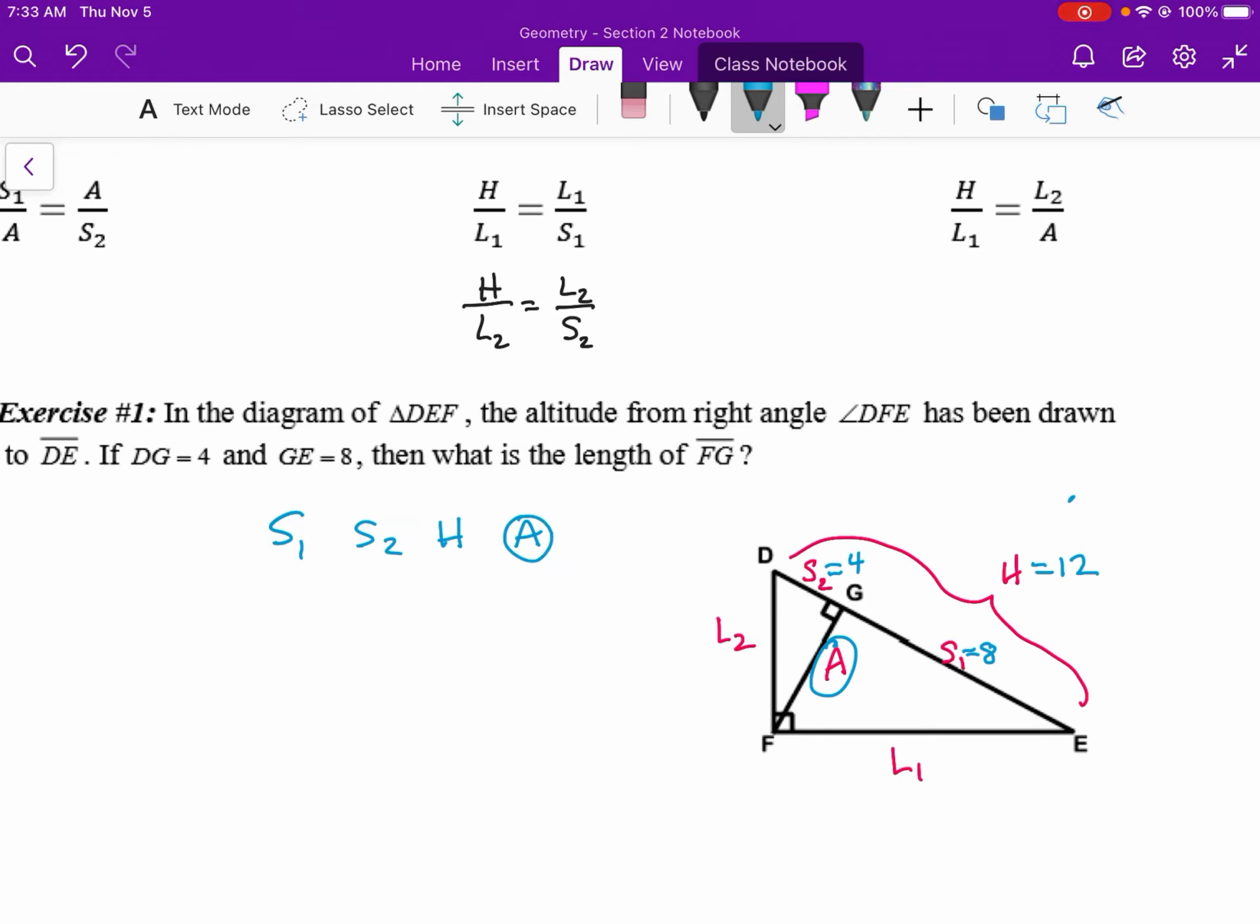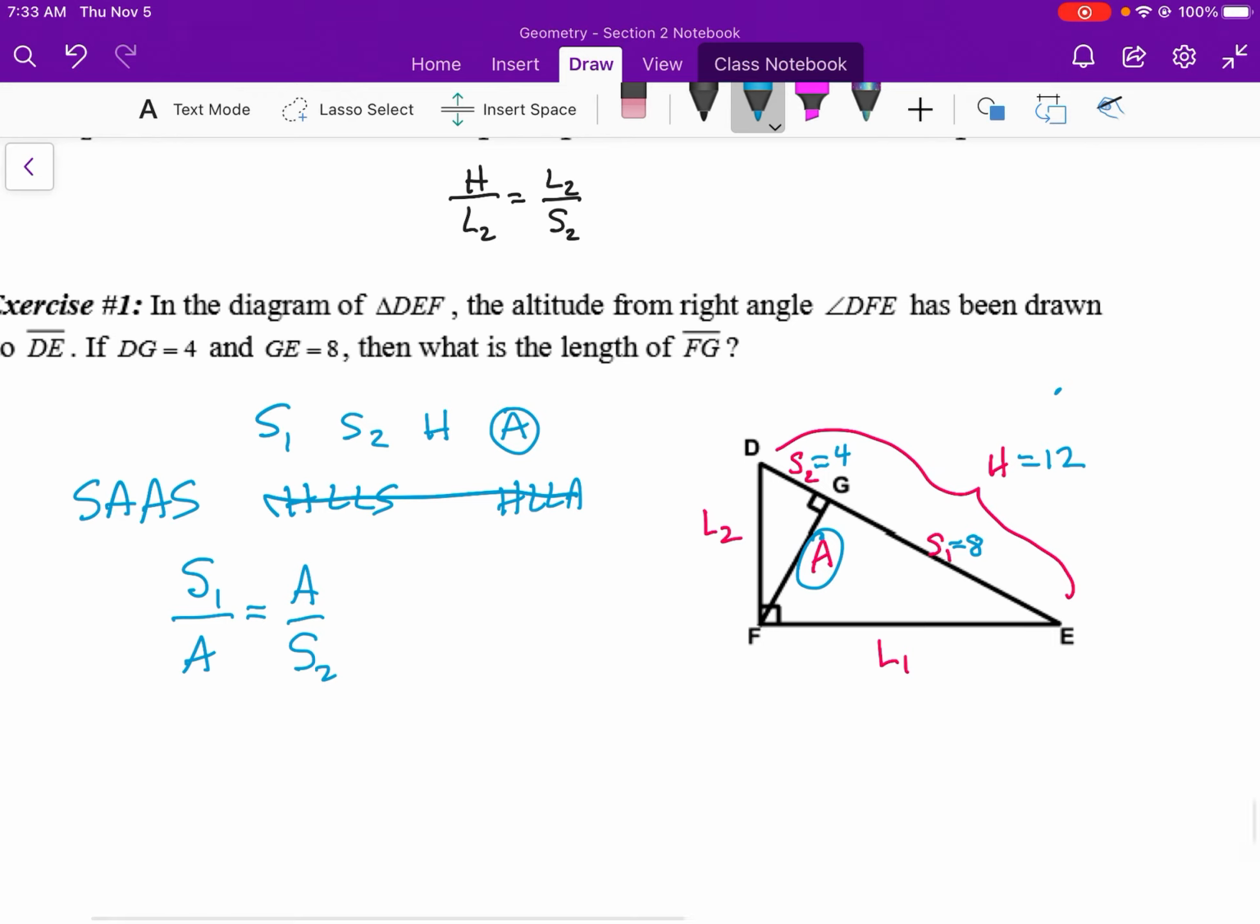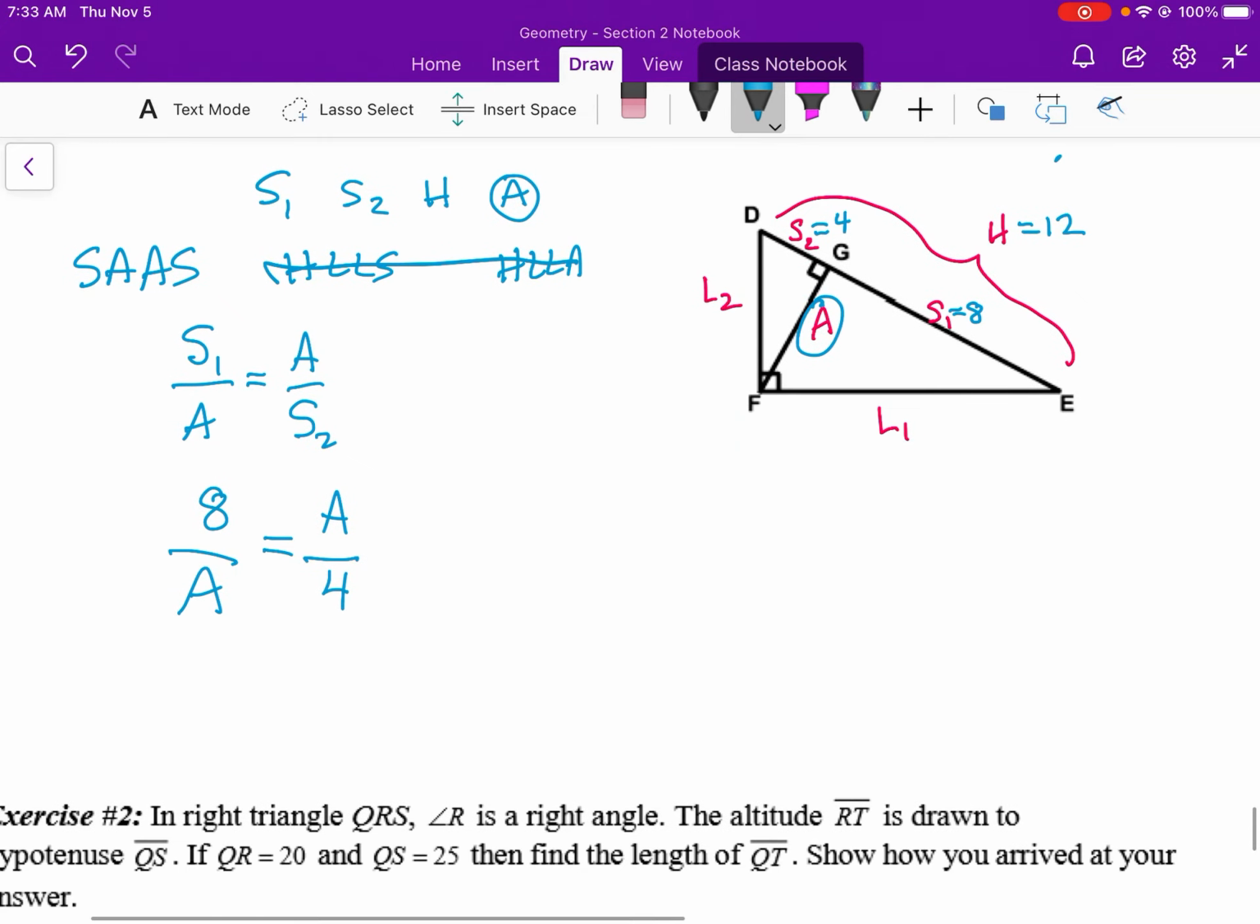So which one am I going to use? SAAS, HLLS, or HLLA? Well, I don't know anything about the legs. I've got no legs, so it can't be HLLS or HLLA, so it has to be SAAS. S1 over A equals A over S2. I didn't care about H. H is nice to know, but I don't need it. So S1 I've marked as 8, A is unknown, and S2 is 4. Now I cross multiply.